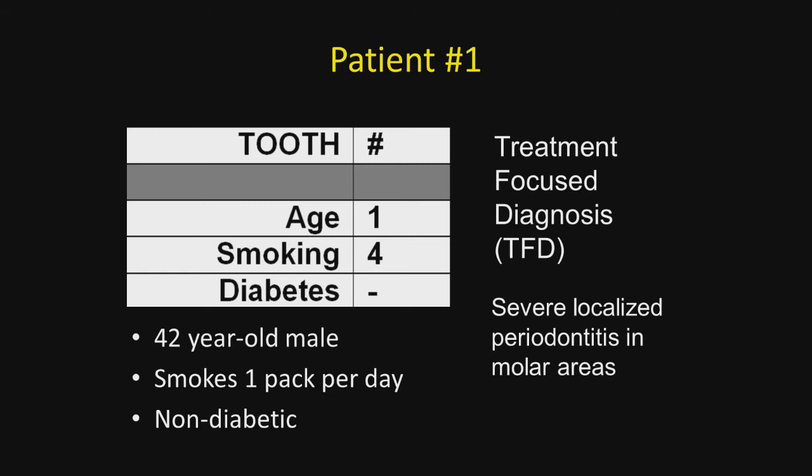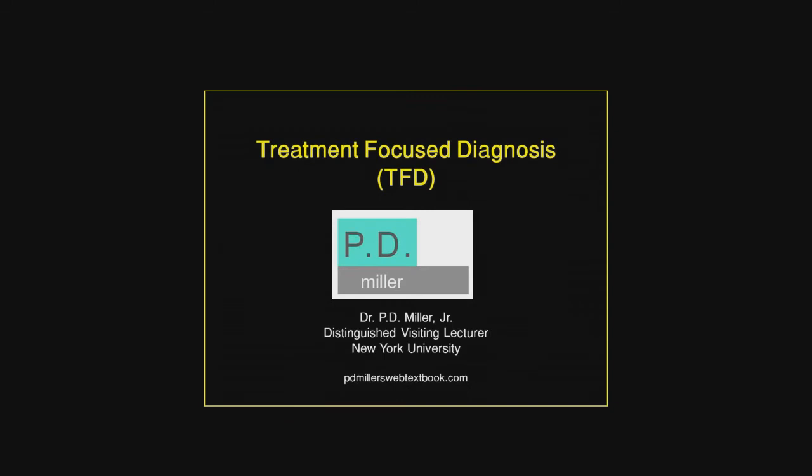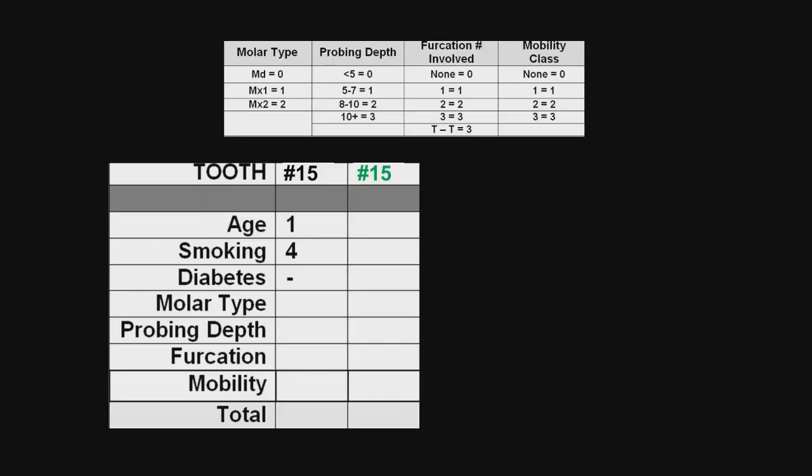It does not mention anything about the anterior area, so apparently there's no other periodontal disease in the mouth. And when you see severe localized disease, in all probability, you're going to be looking at surgery, or you're possibly going to lose some teeth. So if you're interested in this, you can go to the video on that and actually look at how to do the treatment-focused diagnosis.